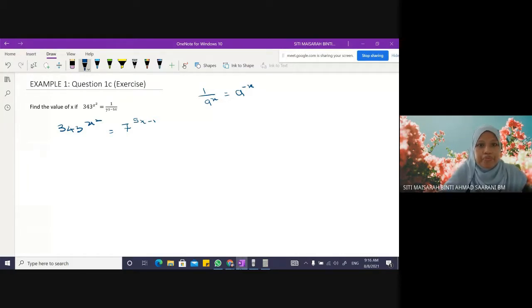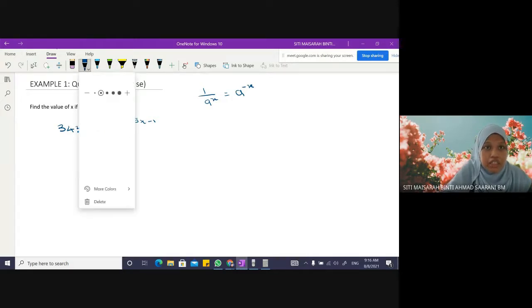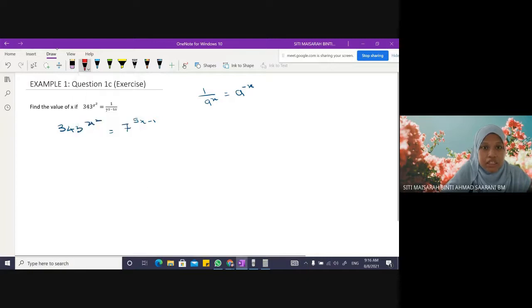Okay. So then you can observe the base. Here at the left hand side, this is 343. And at the right hand side, this is 7. We cannot use comparing. So for this case, you need to take log both sides. You put log on the left hand side and the right hand side. So this becomes log 343 to the power of x squared equal to log 7 to the power of 5x minus 1.